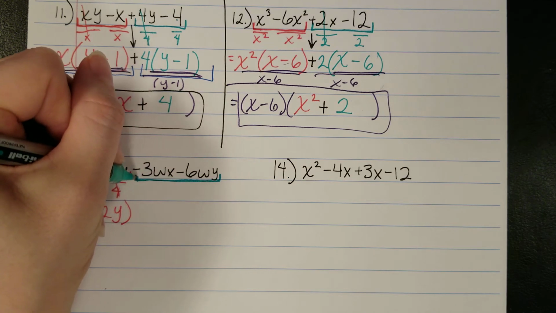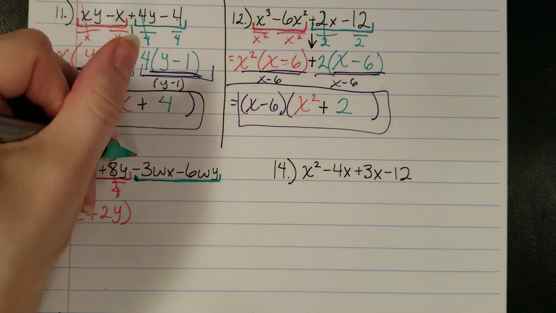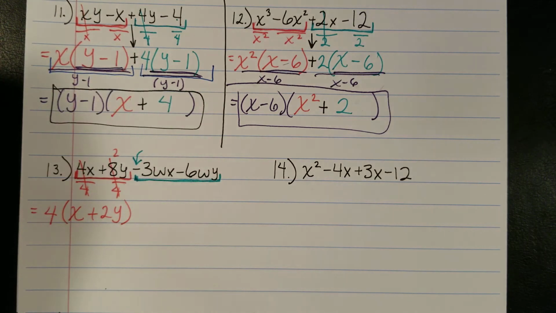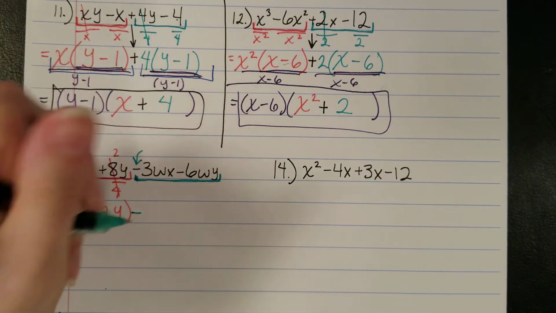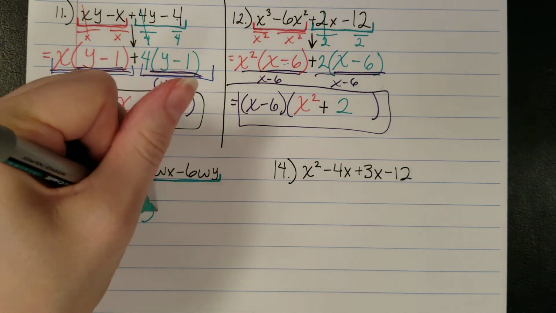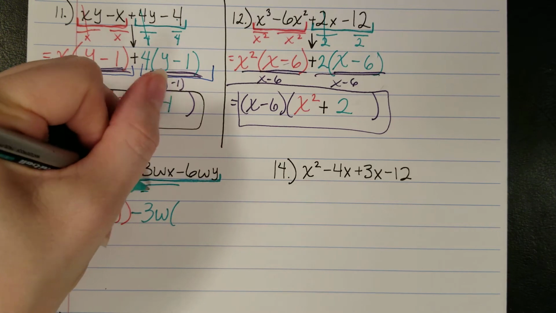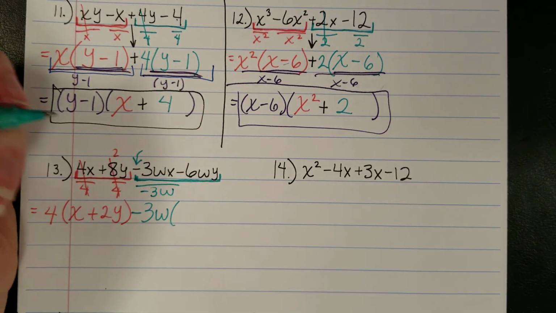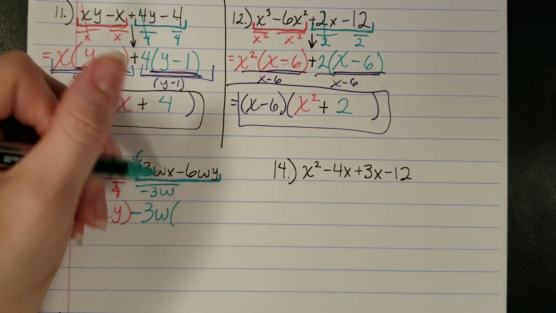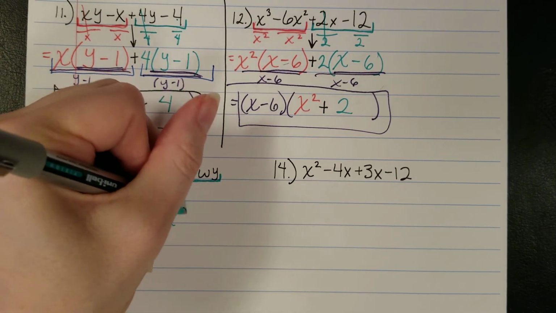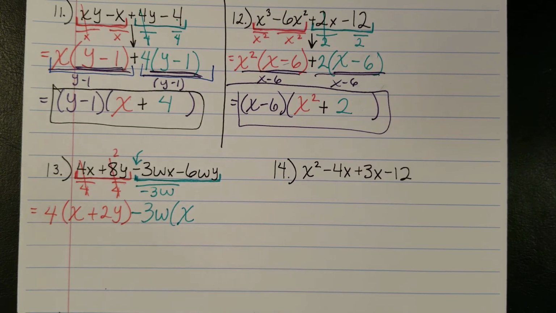Okay, and then your second group would be this. Because this is negative right here, I'm going to say that my GCF is negative 3w. So there, I wrote down my GCF, open the parentheses, divide this by negative 3w. So the negative cancels out, 3w cancels out. All you have left to bring down from that term is an x.